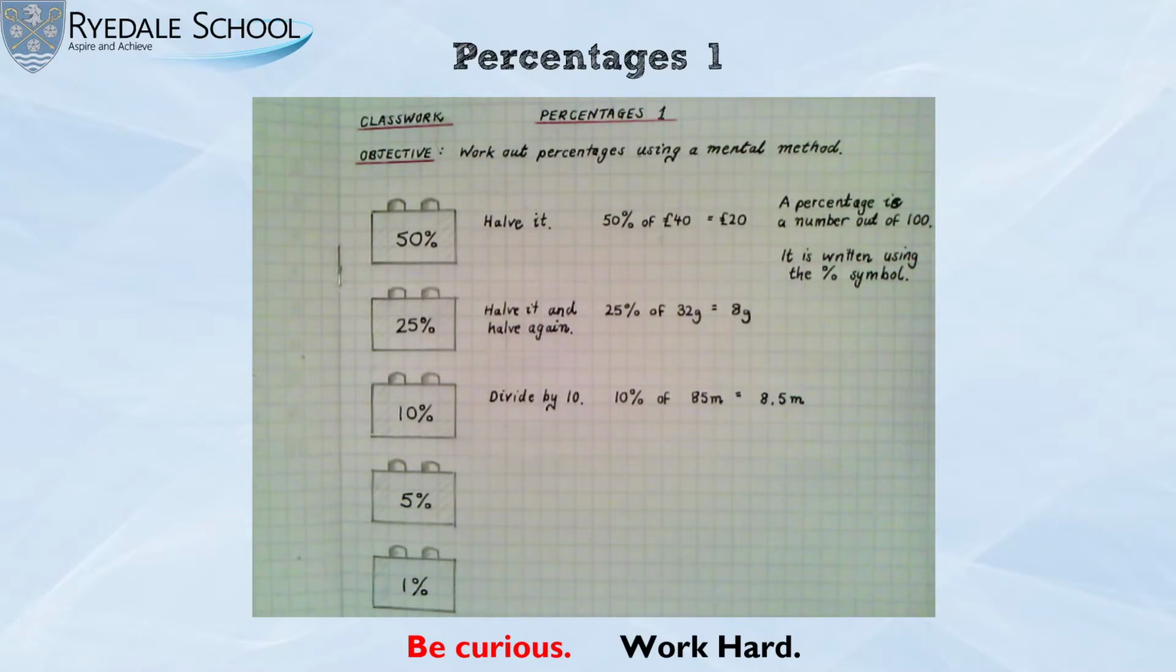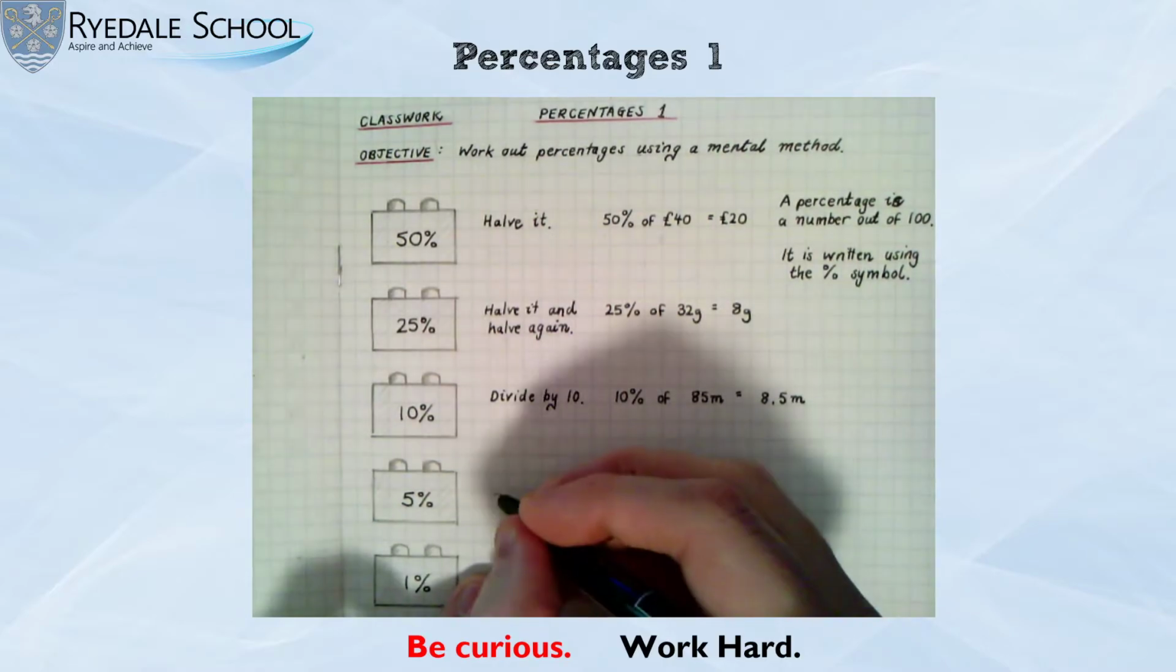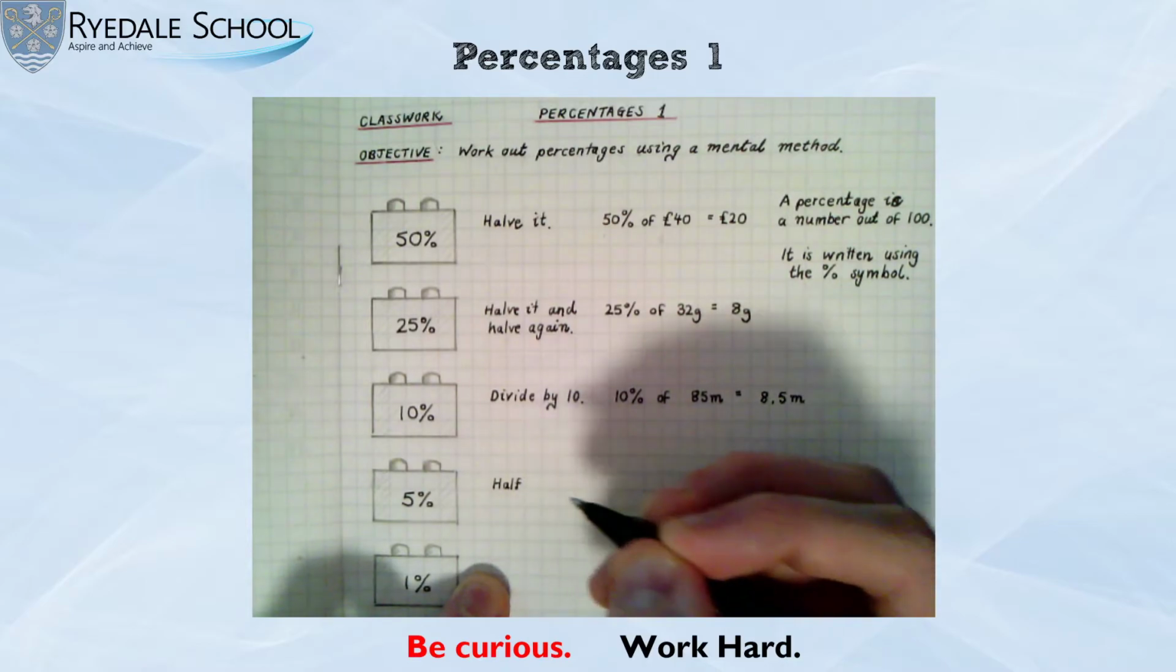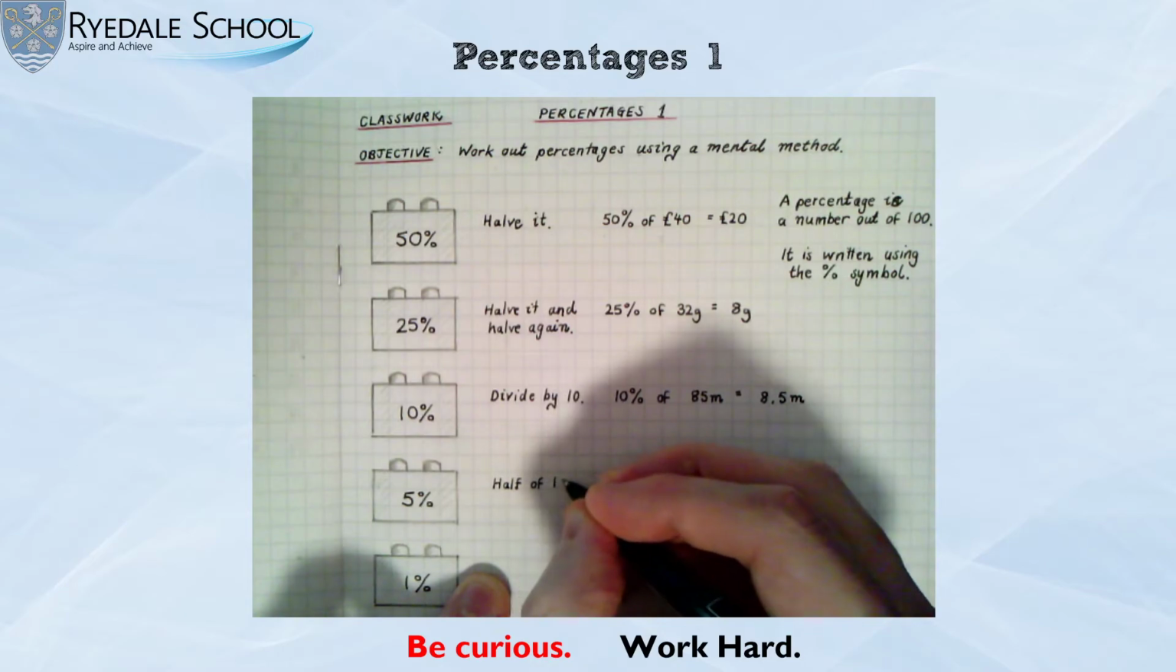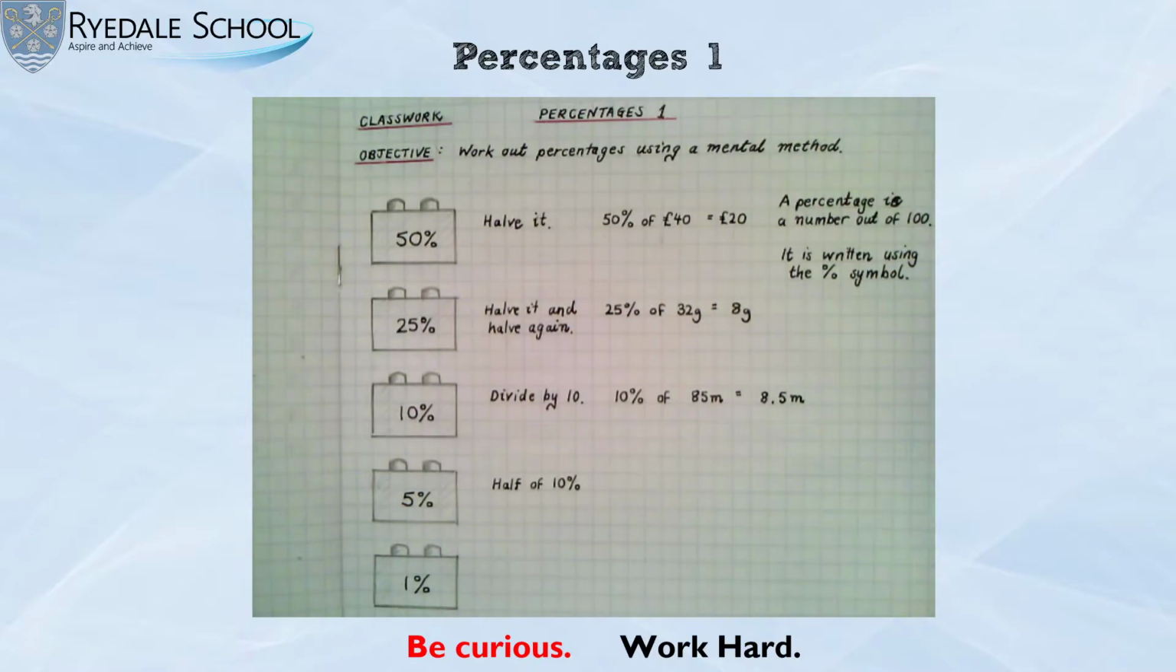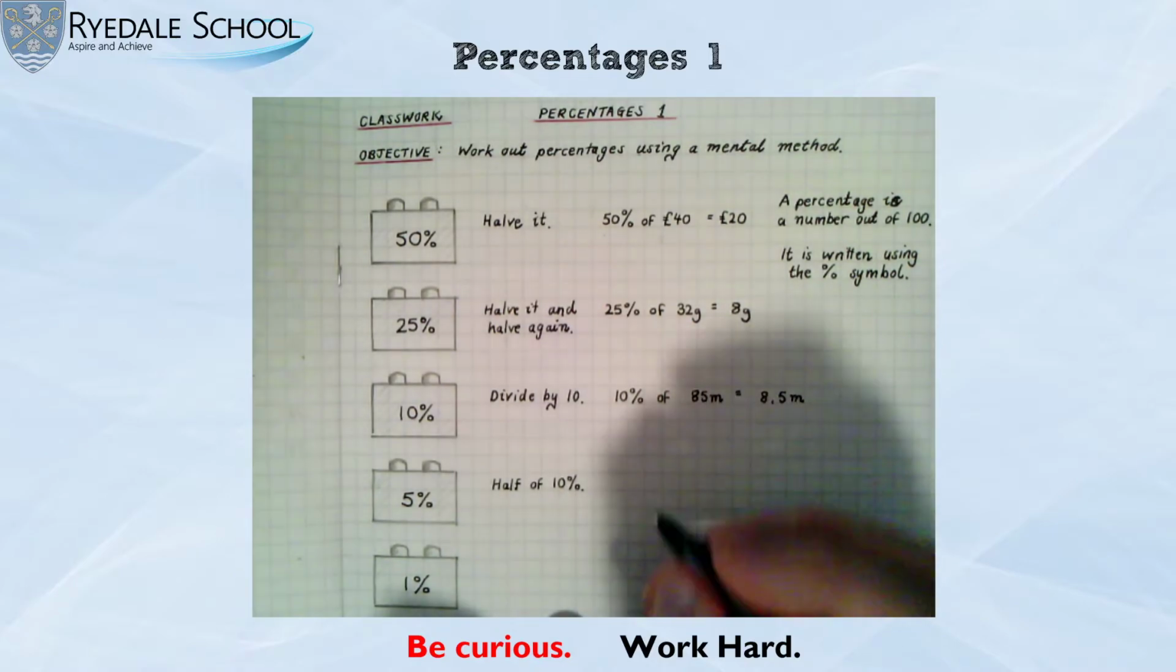The next rule is 5%. Okay, well, we've just done a rule for 10%, and since two 5%s make 10%, all I need to do is find my answer for 10% and do half of that. So this time I am going to use a half with an F. So I'm going to say it is half of 10%. So let's do a quick example of that one.